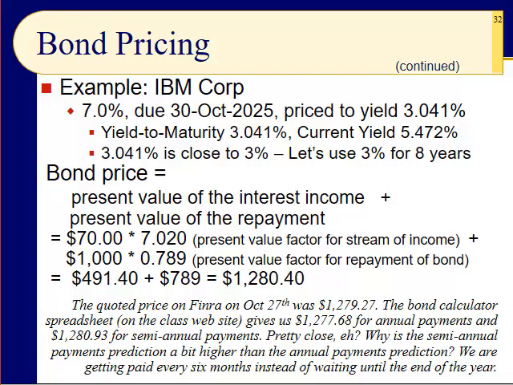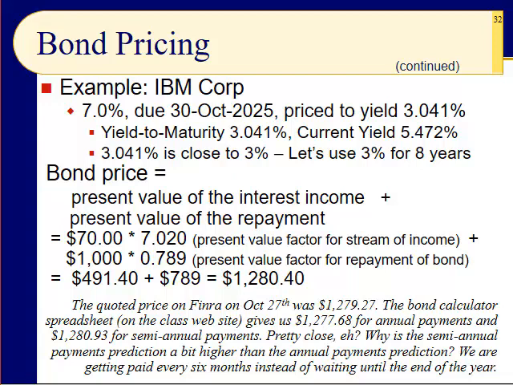Now the $1,000 again at 3% is worth to us today $789. What would you rather have? $789 today or $1,000 8 years from now? Well, if your required rate of return is 3%, you don't care. They're equivalent. So you add the interest income, what it is worth to us today, to the repayment of the principal, what it is worth to us today, and you get approximately $1,280.40. So that's what we believe the bond is worth.